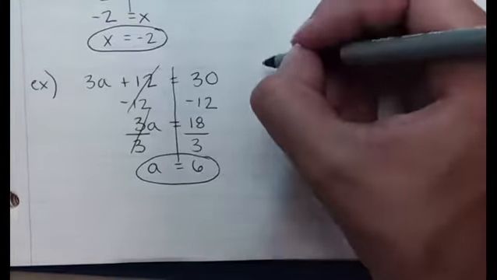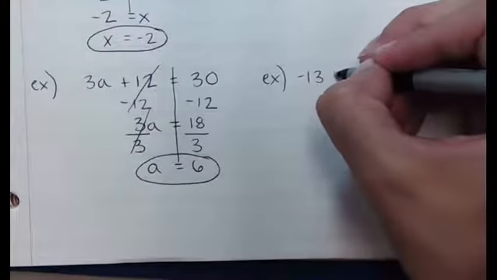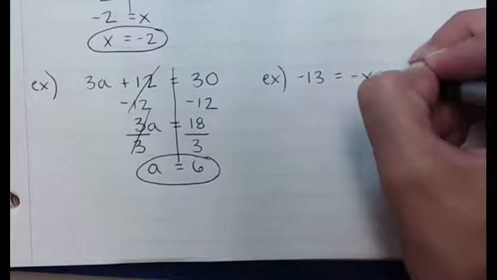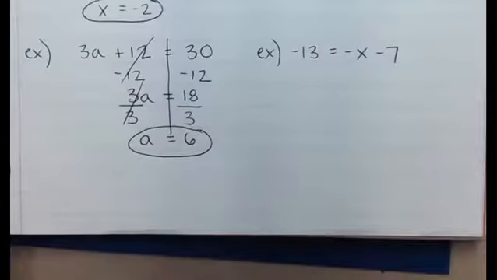Okay, perfect. Try this one, see how many people I can fool. Let's do negative 13 is equal to negative x minus 7. Take a second to do that one, and then when you're done, check with your neighbor that you sit next to.